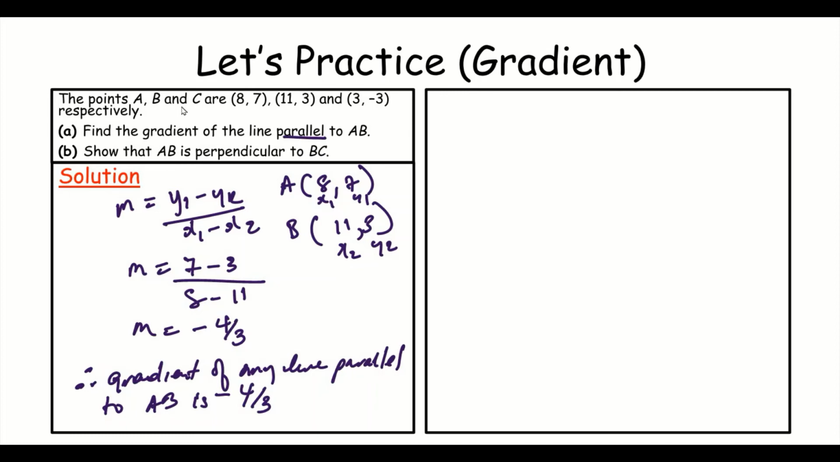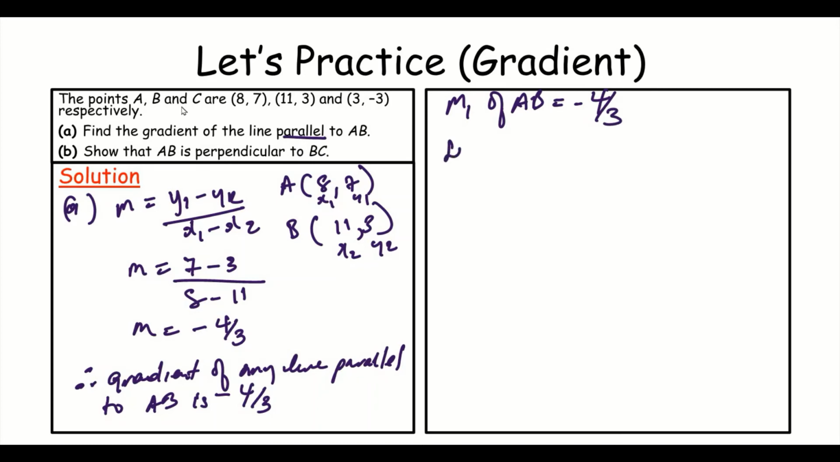Now part B asks us to show that AB is perpendicular to BC. Now this could be proved using other concepts like Pythagoras theorem, but for the sake of gradient, we'll stick to gradient. Now what do we know about perpendicular lines? Perpendicular lines, their gradients when multiplied come to negative 1. So we know the gradient of AB, that's negative 4 over 3.